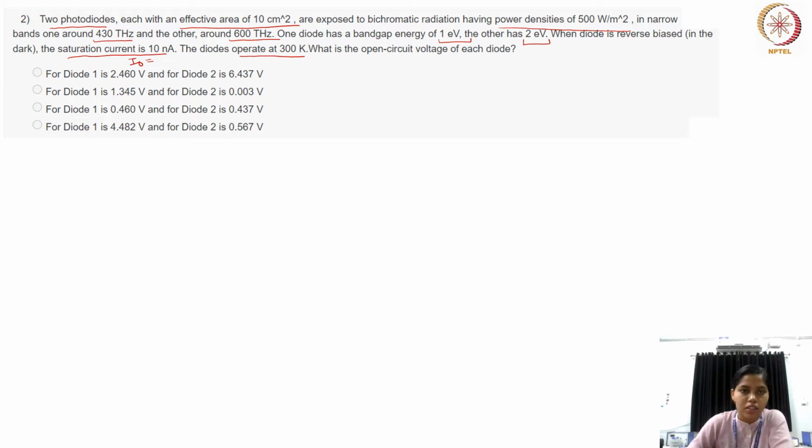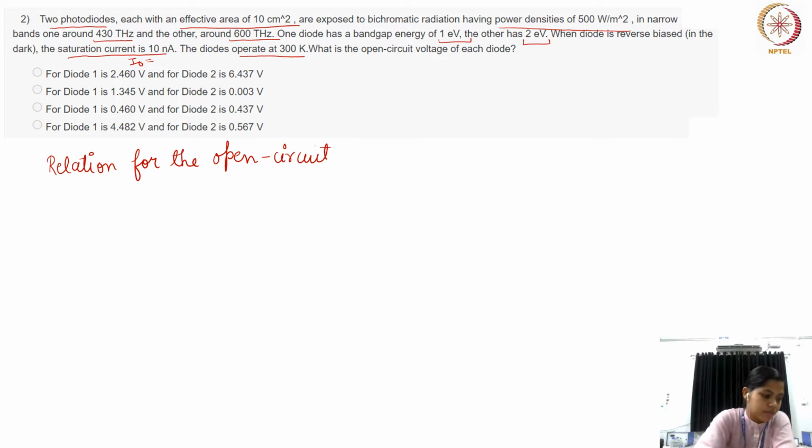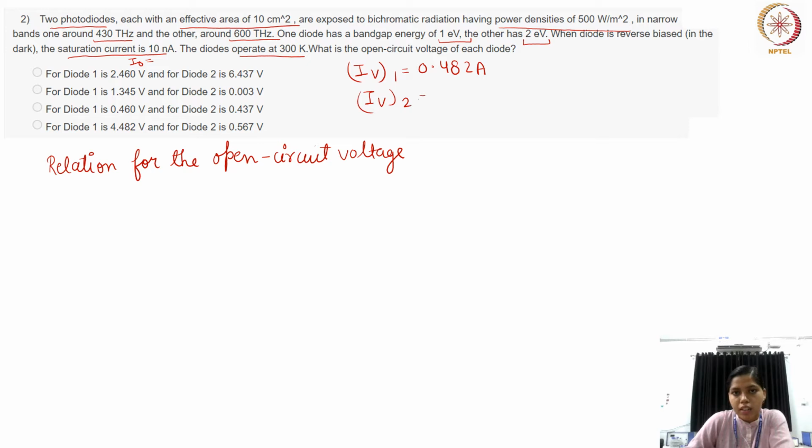Okay, so for solving this numerical, you must know the relation for the open circuit voltage. The value of the short circuit current for the first diode, which we have just calculated, is 0.482 ampere, and the second was 0.202 ampere. So we'll be using it for the further solving of the numericals.